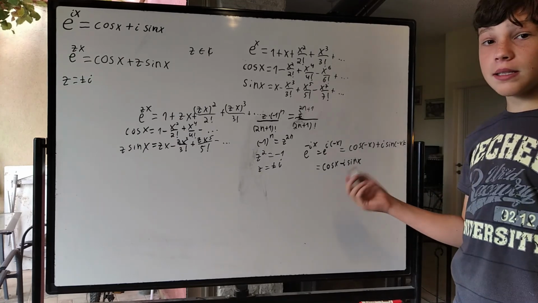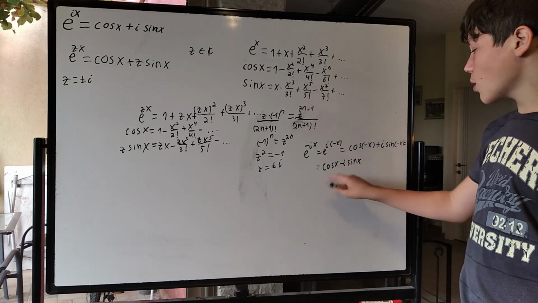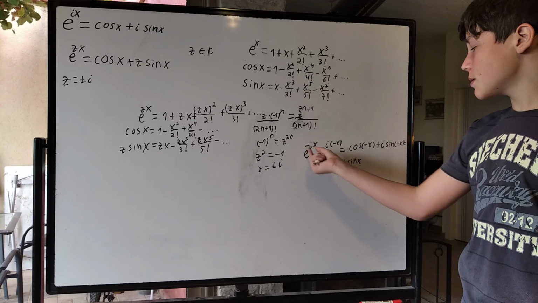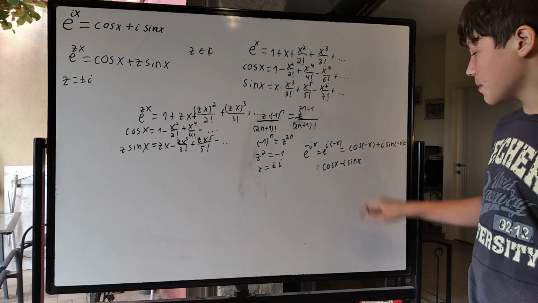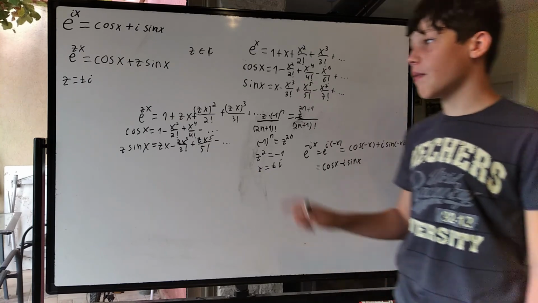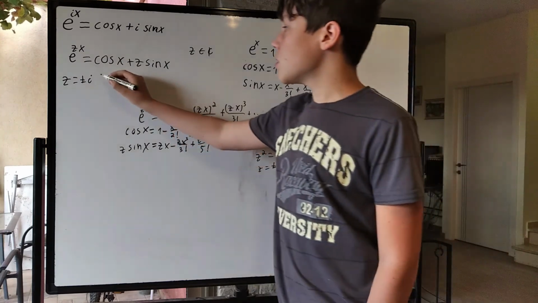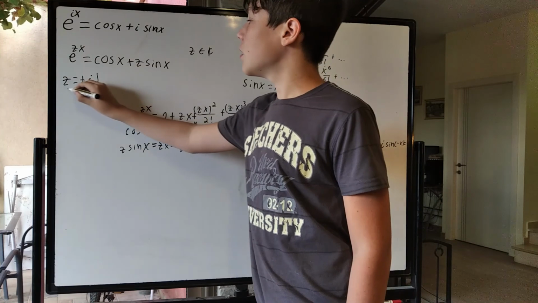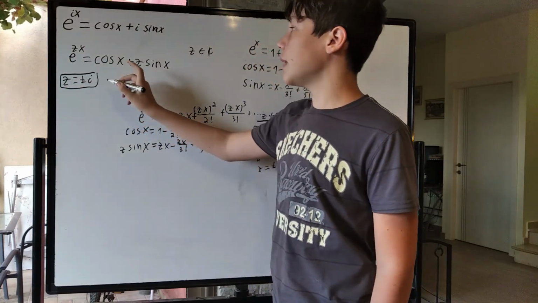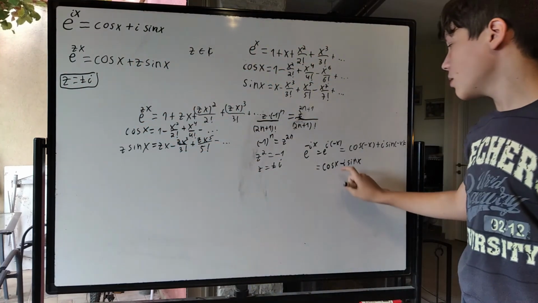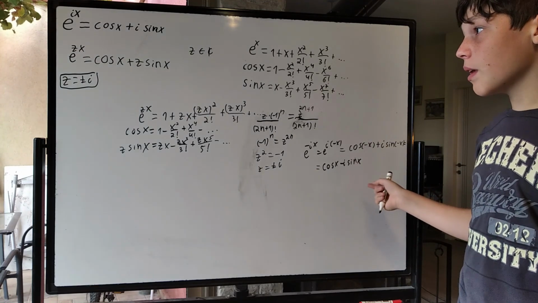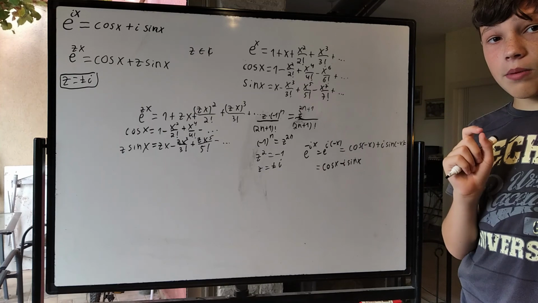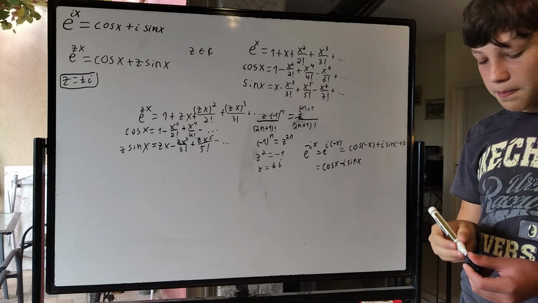And the property still holds. We have cosine x plus this number that we're multiplying by, times sine x. So negative i also holds. So we got that not only do these two satisfy this property, they're the only complex numbers that satisfy this property.